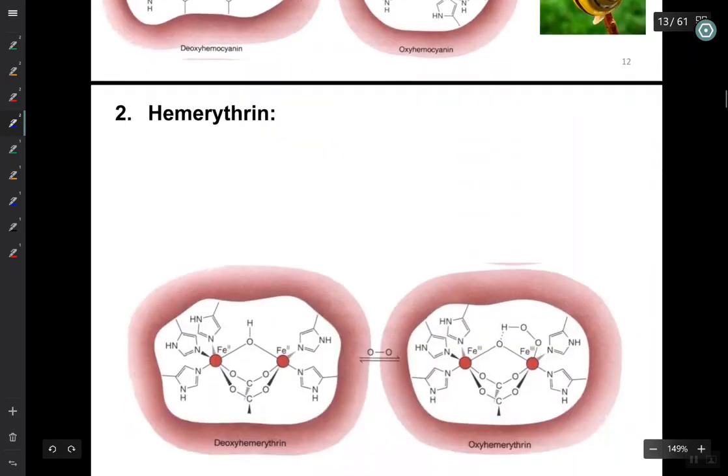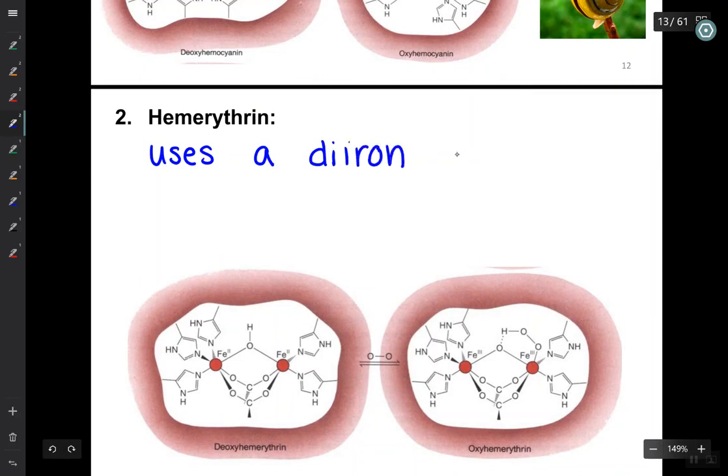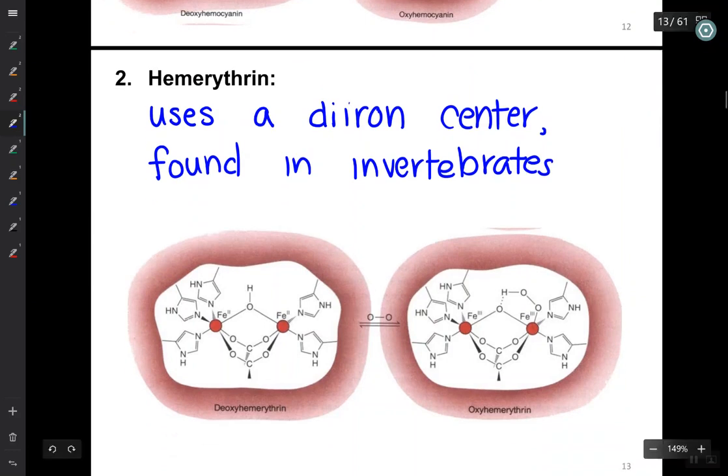And the last example, which we actually talked about earlier in the semester, is hemerythrin. This one uses a diiron center, and it's found in invertebrates, such as marine worms. So structurally, that's a little bit like the hemocyanin active site, except that you have irons. And in addition, we have bridging carboxylate groups. So these ligands are really holding the metals in place, one really rigid structure. You have a bridging hydroxy group. And there's also a change in oxidation state upon binding, right?